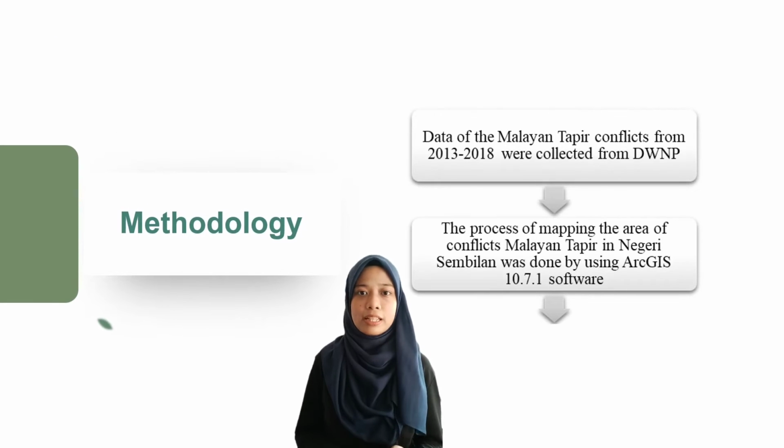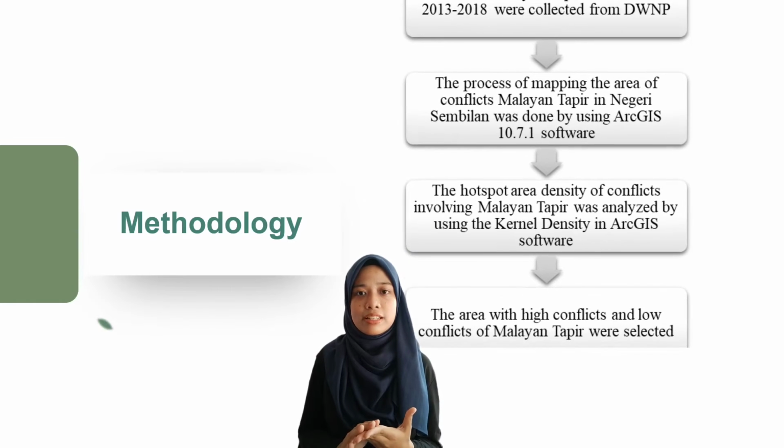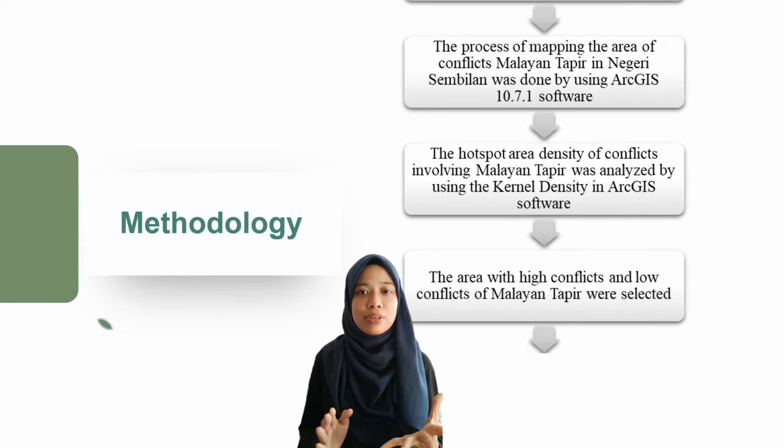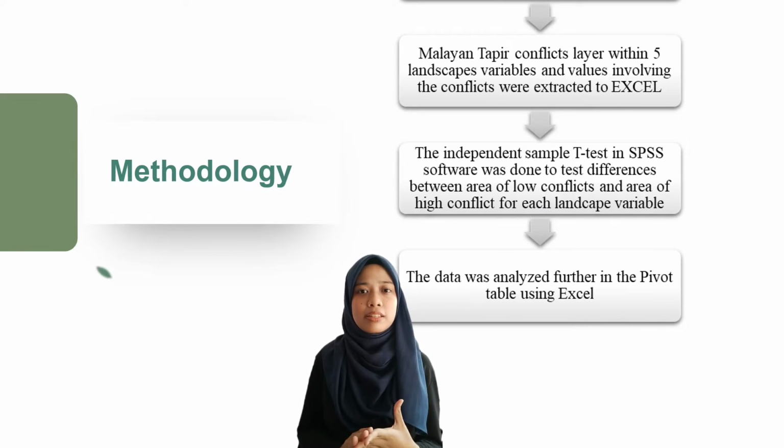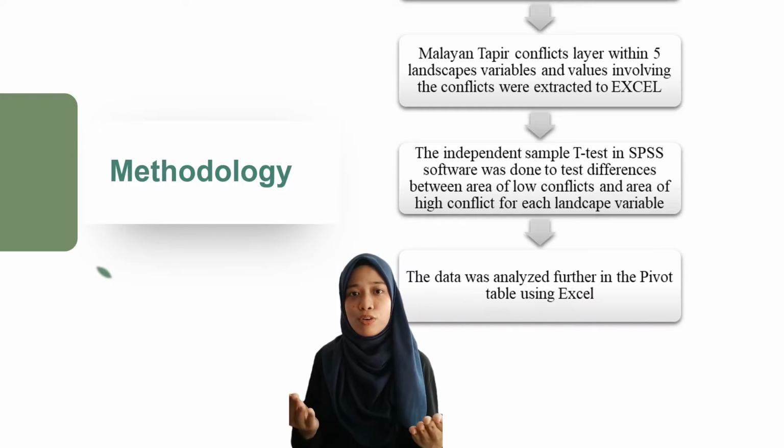First, the data on Malayan tapir conflicts from 2013 to 2018 was collected from DWNP. Then we proceed with the mapping process by using ArcGIS software. The hotspot area of conflict was analyzed by using kernel density. Next, the area with high and low conflict was selected, and Malayan tapir conflict within 5 landscape variables were extracted to Excel. The independent sample t-test was run by using SPSS software to test the difference between areas of high and low conflict.